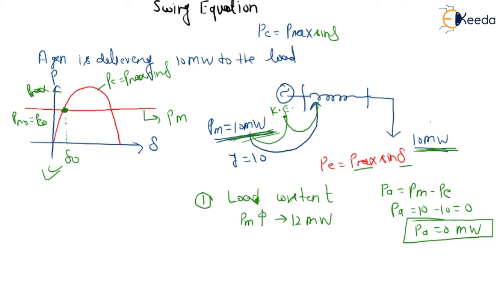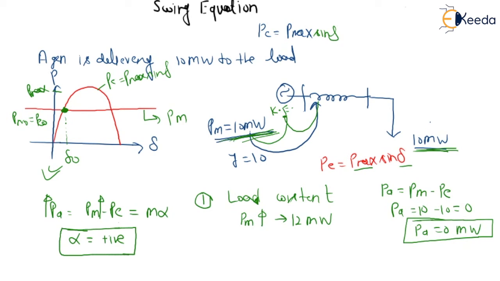Now if a disturbance occurs, meaning the PM value has increased, our rotor speed will increase, so the delta value will increase. Let us see how. PA is equal to PM minus PE. We are taking the load constant, so the PM value we are increasing. So the PA value will increase, meaning accelerating torque will be applied on the rotor. So alpha will be positive, meaning at the rotor the accelerating torque will be present and the rotor will start accelerating.